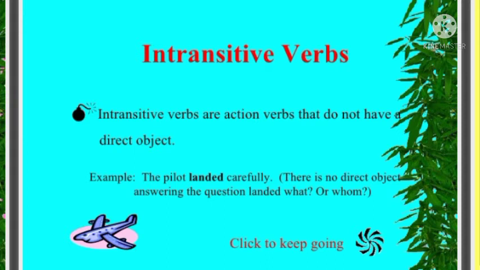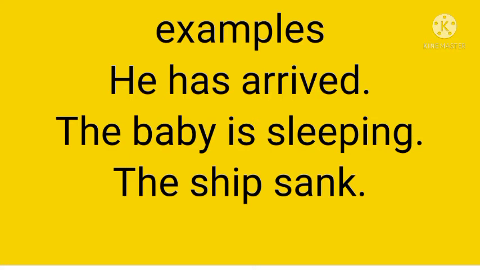In a transitive verb, a verb always requires an object to complete the meaning, but an intransitive verb does not need the help of an object. For example, the ship sank. The baby is sleeping. He has arrived.